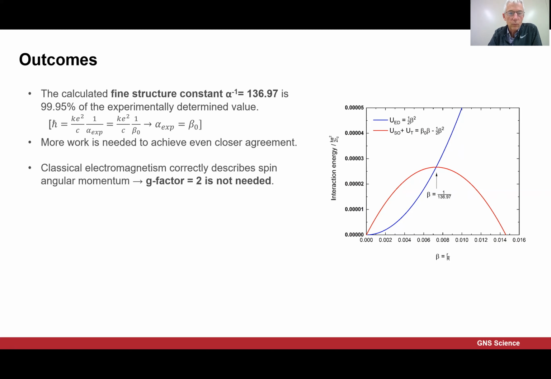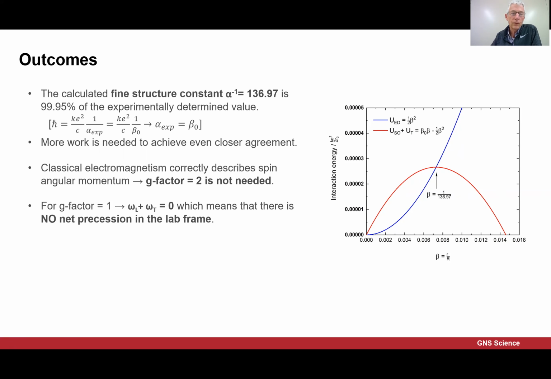As I've mentioned, we did not assume a value for the G factor. We just set it to 1, or basically didn't include it. The G factor of 2 was not needed, and our theory here, based on classical electromagnetism, correctly describes the spin angular momentum. Furthermore, the fact that we used a G factor of 1 means that our precessional frequencies for the Larmor precession and the Thomas precession are equal and opposite, which means that there is no net precession in the lab frame.